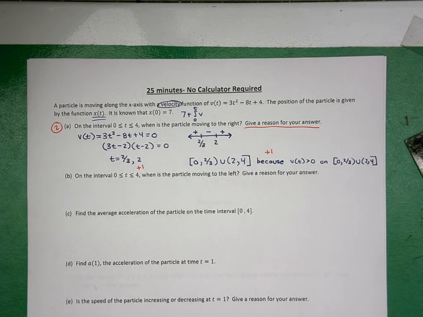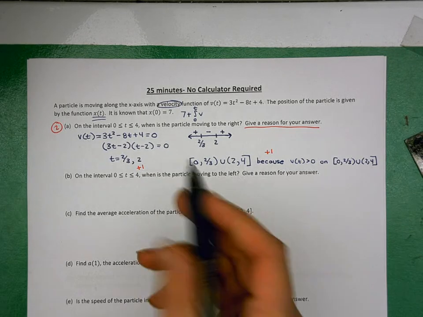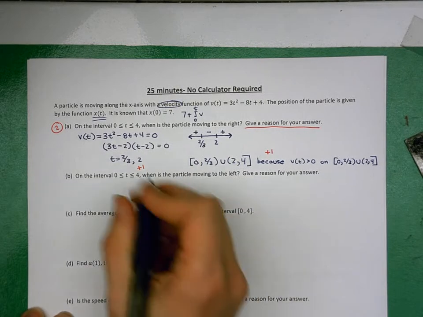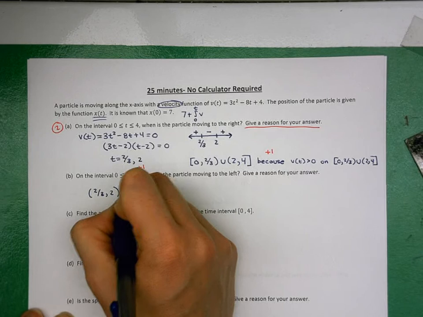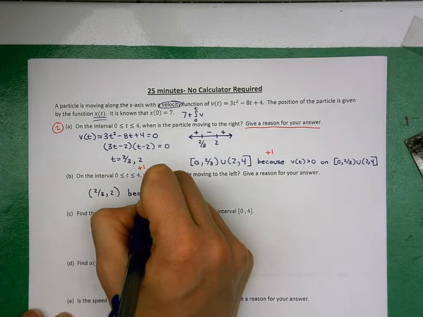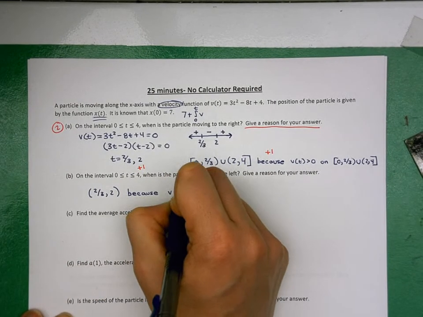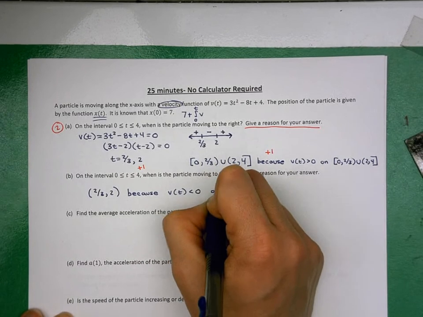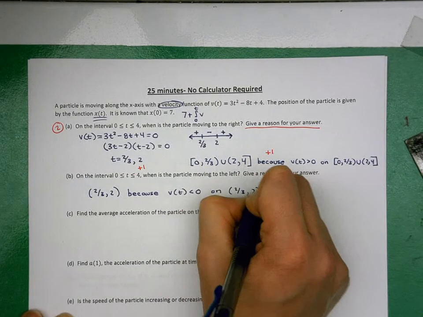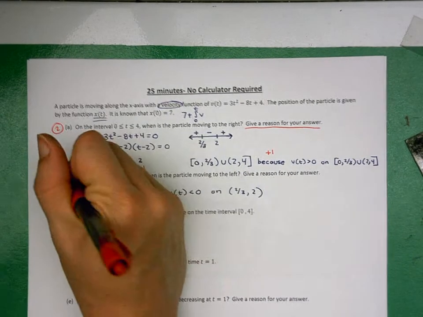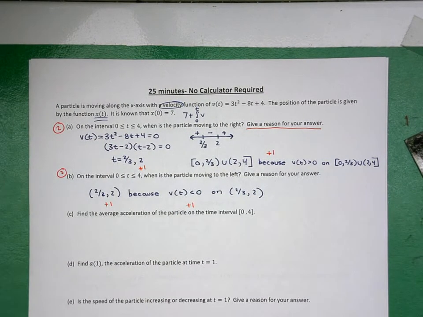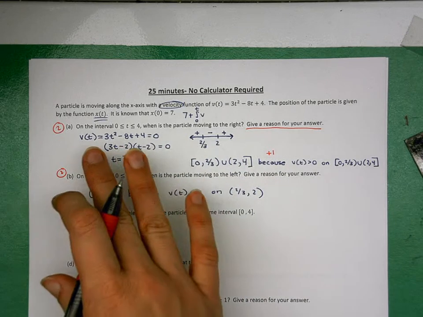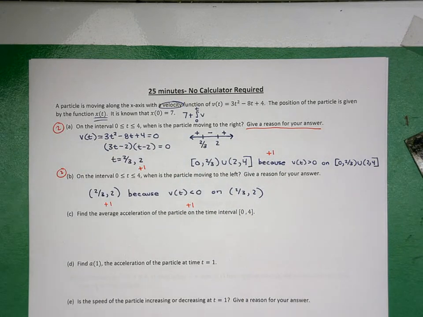Okay, part B says on the interval 0 to 4, when is the particle moving to the left? Well, the particle is moving to the left from 2/3 to 2, and give a reason for your answer, because velocity is negative on that interval, 2/3 to 2. Okay, he also made this one 2 points, 1 for the answer, 1 for the reason. Or as I mentioned earlier, I could see potentially part A being worth 3 points and part B only being worth 1.